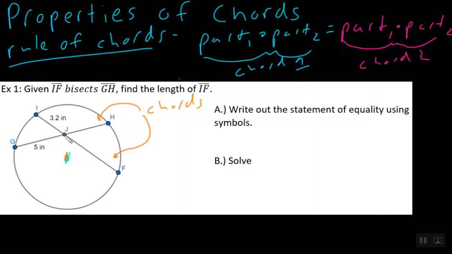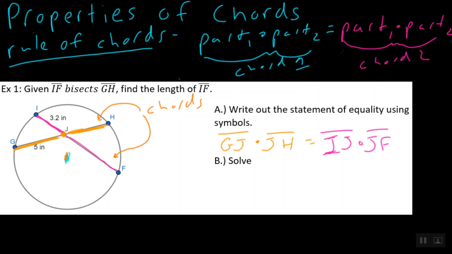So, you'll notice that these two lines intersect here at this point, J. And if I were to say, hey, here is part 1 of my first chord, I could say it is GJ. And I'm going to multiply this by part 2 of this same chord. Here's part 2, JH. So we're saying that GJ times JH must be equal to, let's kind of switch it up here. Here's our second chord, but here's the first part of our second chord. IJ times, and here's the second part, JF.